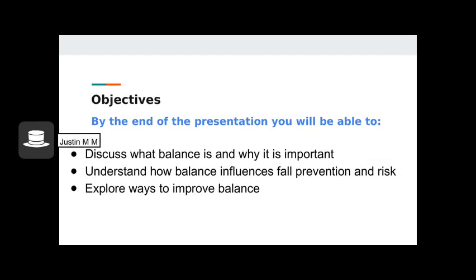Before we get into any of the information about balance and how it influences falls, we've written up some objectives. By the end of this presentation, we hope you'll be able to have a discussion about what balance is and why it's important, understand how balance influences fall prevention and risk, and explore different ways to improve your balance and how you can get started on that.